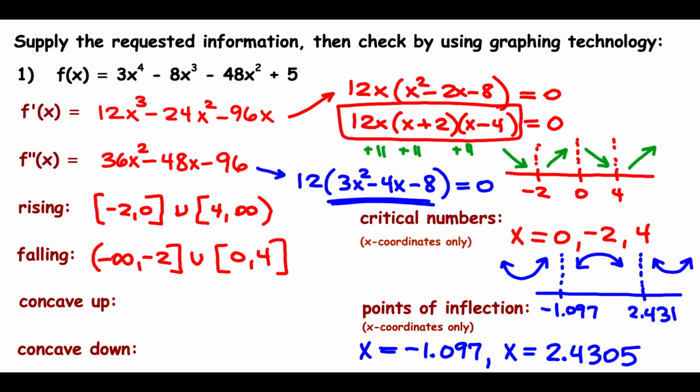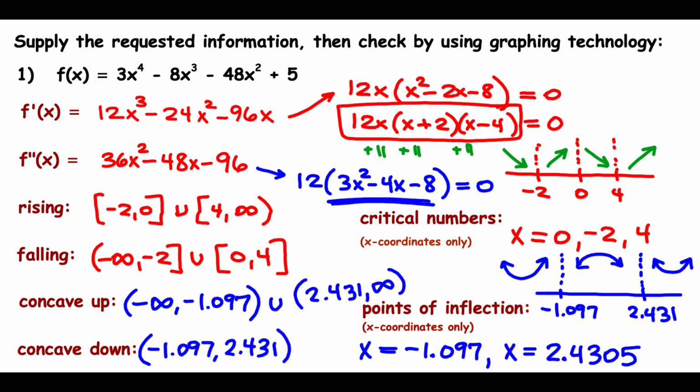And so we are concave up on the edges. So from negative infinity to negative 1.097. I realize that is rounded. We're going to forgive ourselves. We always curl it, though. Union with 2.431, 2.4305 if you prefer, to infinity. And it's concave down in between them.